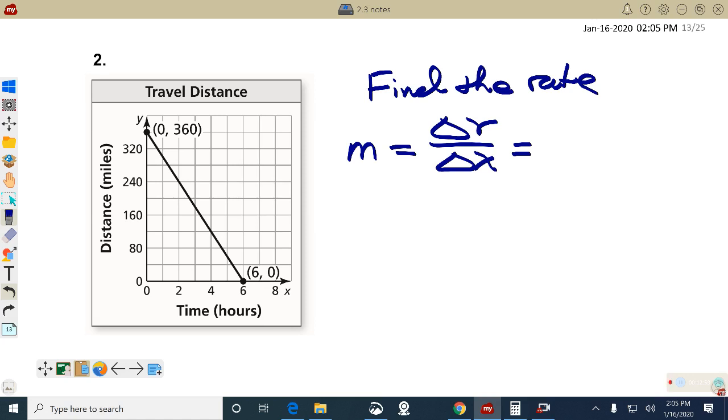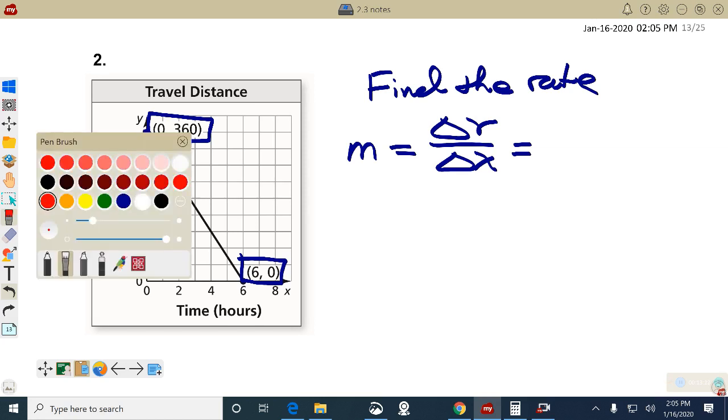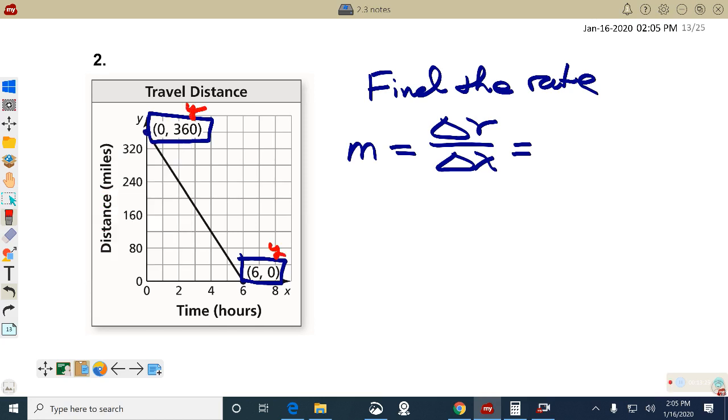Okay, so the 2 points they gave me: at 0 hours, the object is 360 miles away. At 6 hours, the object has reached its destination. It's 0 miles away. Those are the 2 points I'm using for my delta y, delta x. My y values are the 0 and the 360. I put a y over both of them. My x values are the 6 and the 0. I put an x over both of them to remind me which are my x's and which are my y's. Questions so far?